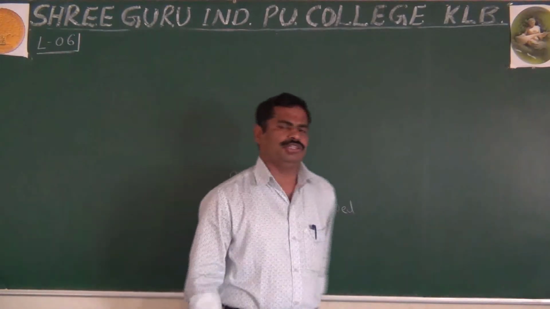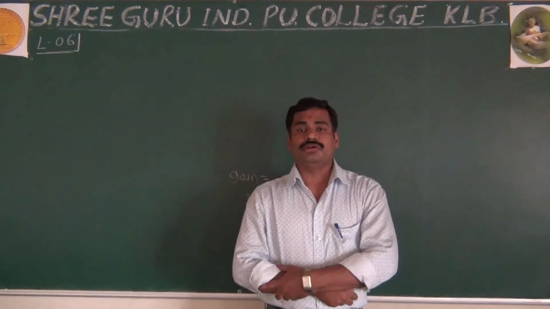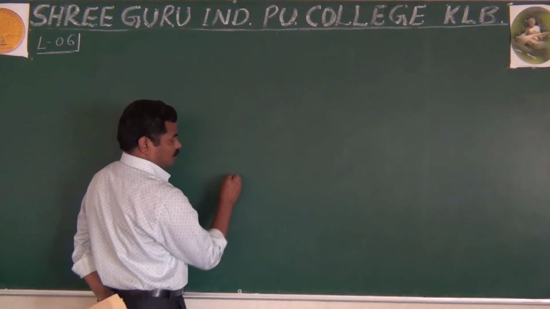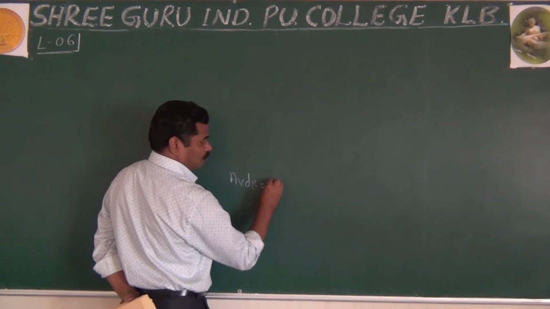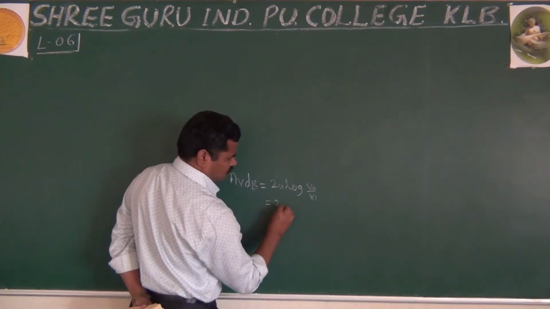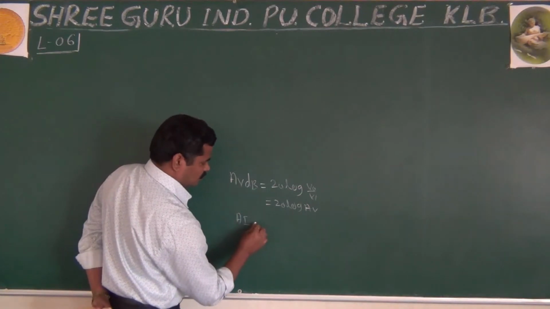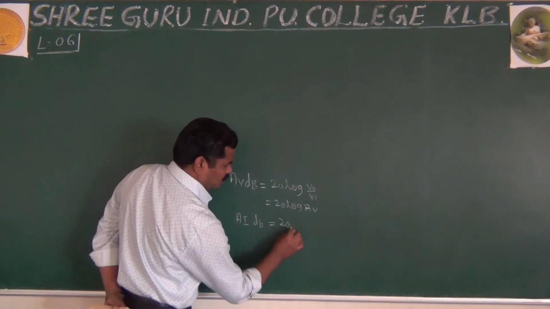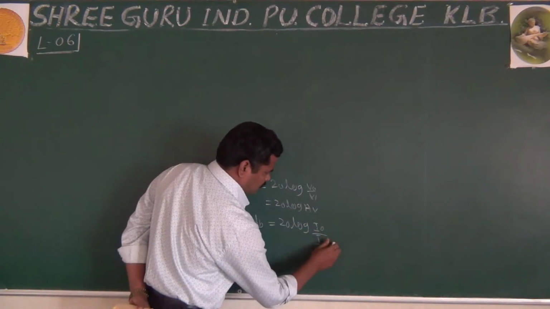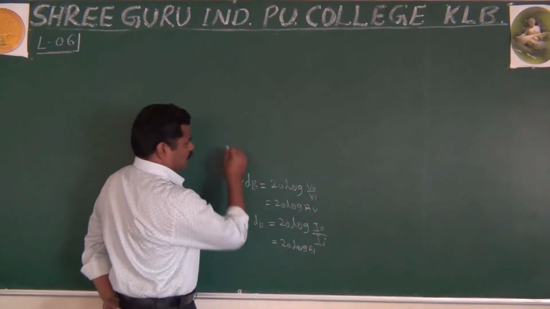And yesterday I said, if you want to measure the voltage gain in dBs, that is nothing but AV in dB equal to 20 log V0 by Vi, or we can say 20 log AV. In the same way for AI in dBs, that is nothing but 20 log I0 by Ii, or 20 log AI.